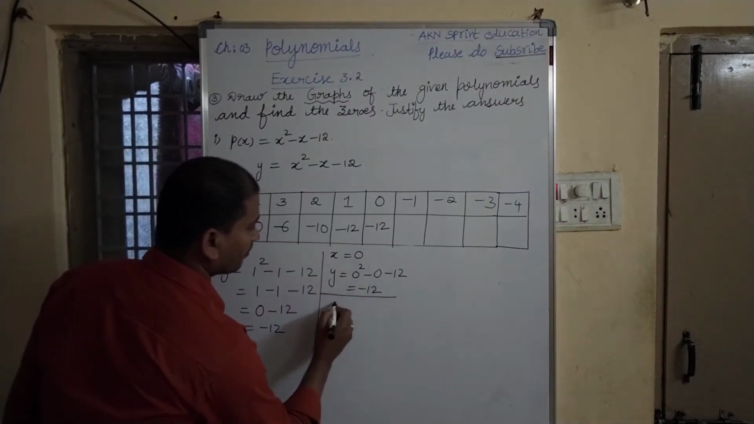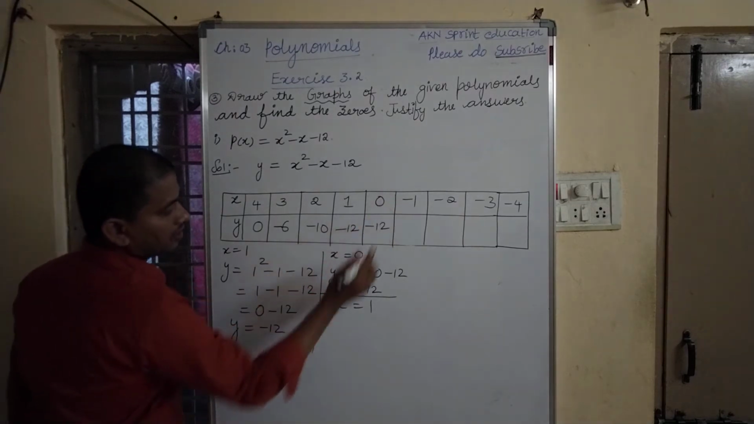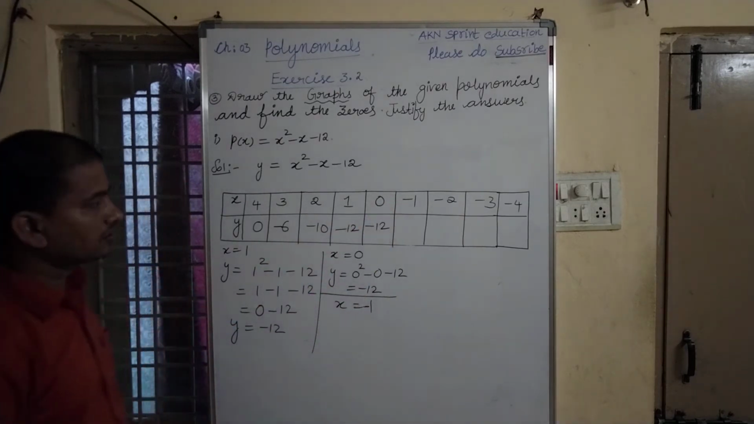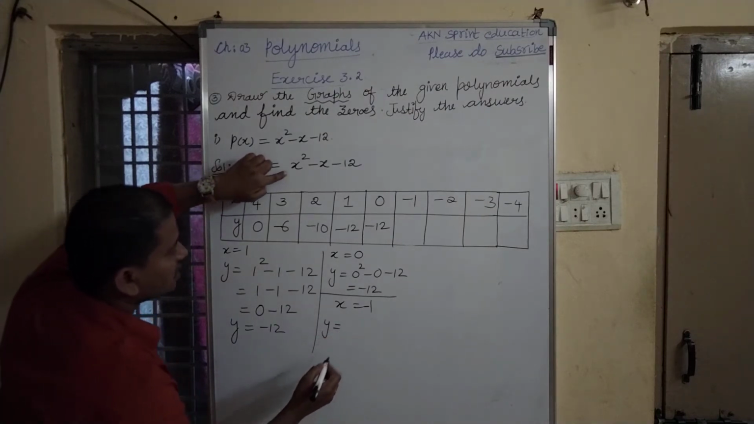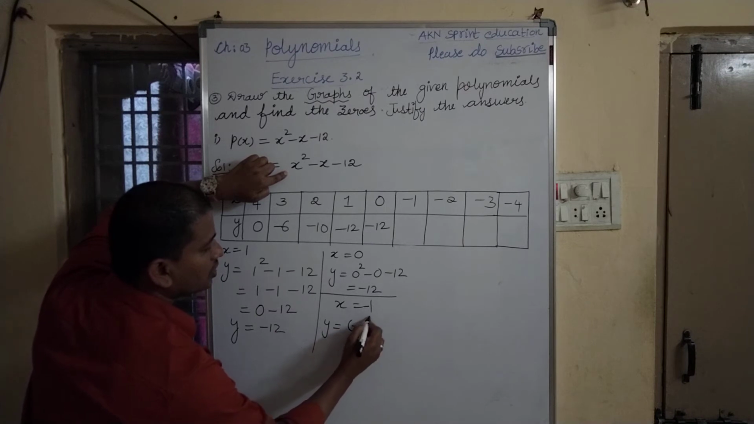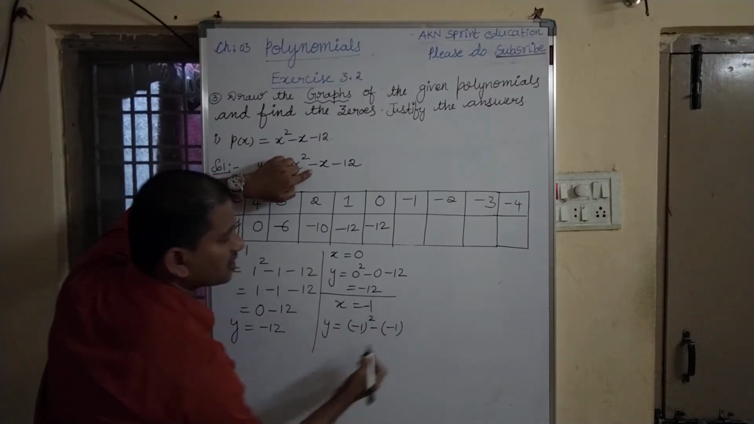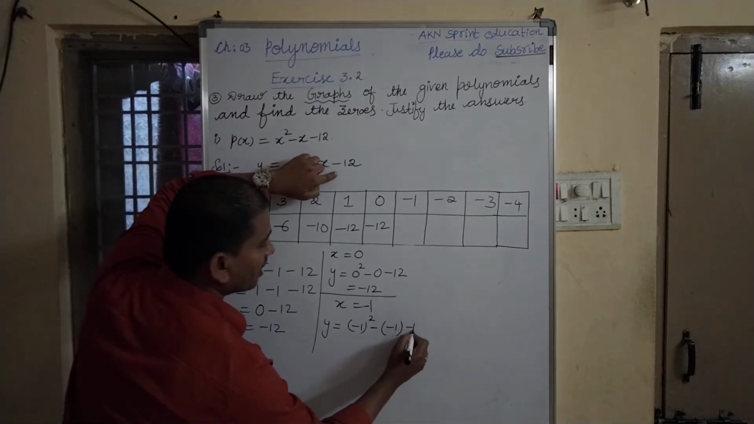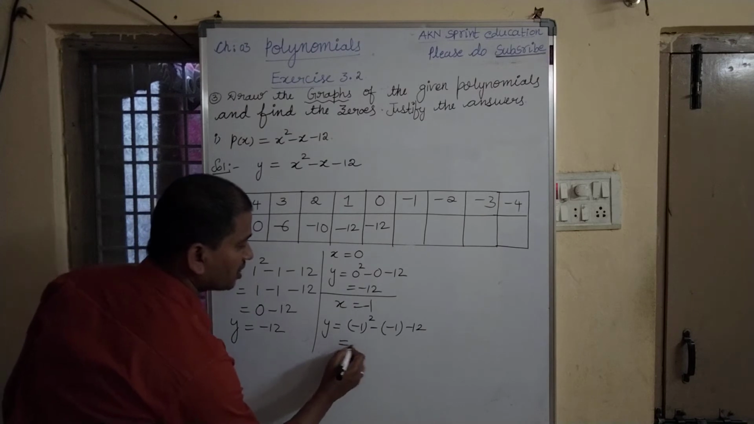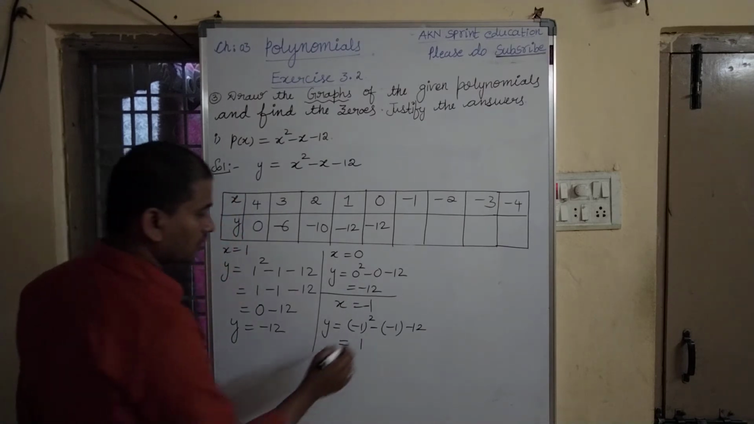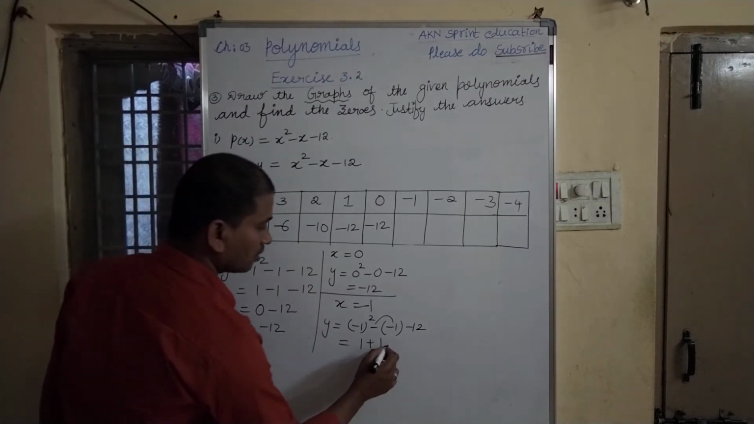Now let me take x equal to, sorry, minus 1. X equal to minus 1. Listen carefully. Therefore y equal to, in place of x, minus 1 whole square minus x value, which is minus 1, minus 12. Minus 1 whole square is equal to plus 1. Minus into minus is plus, minus 12.